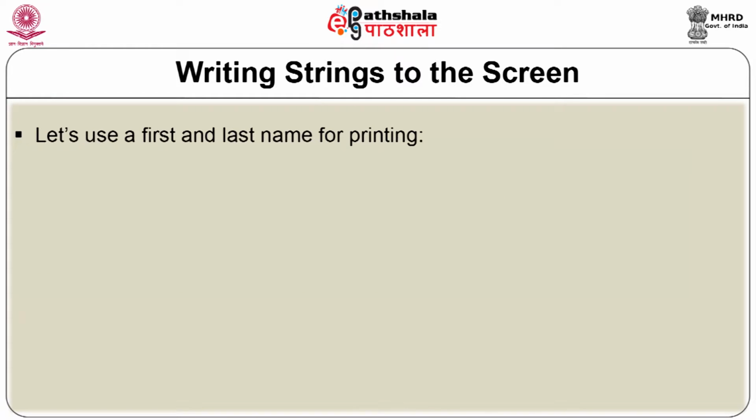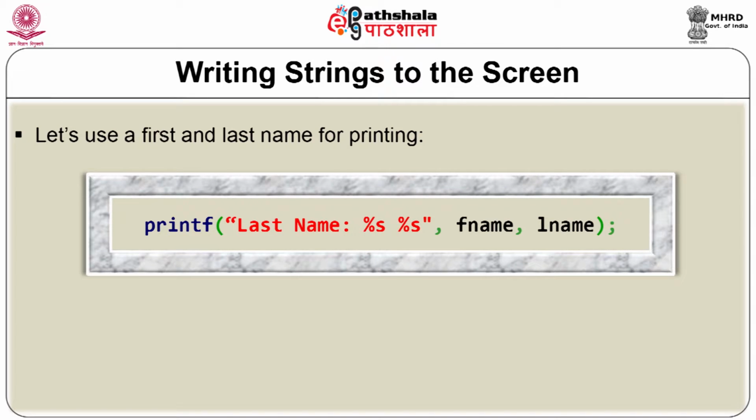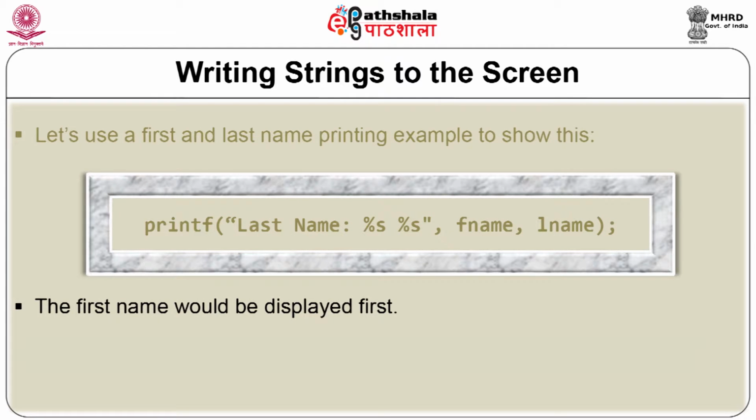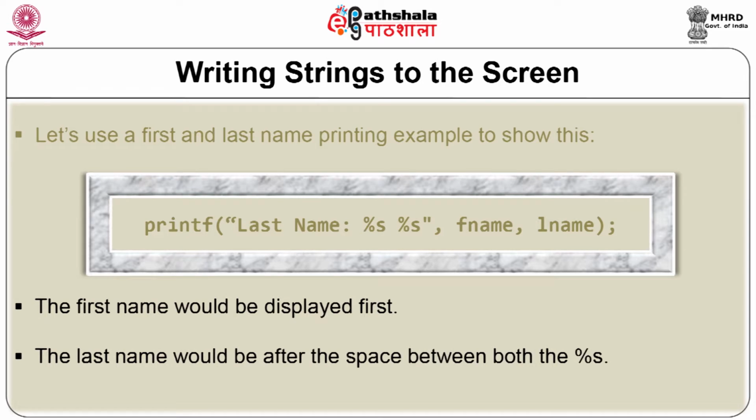Let us use first and last name for the printing purpose. You can see this syntax which includes fname and lname. Fname means first name and lname means last name. The first name and last name can be entered through the terminal, and therefore there are two %s included in the printf statement. The first name would be displayed first and the last name displayed after the space between both %s.